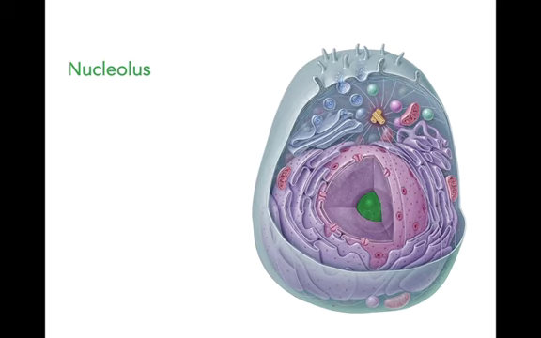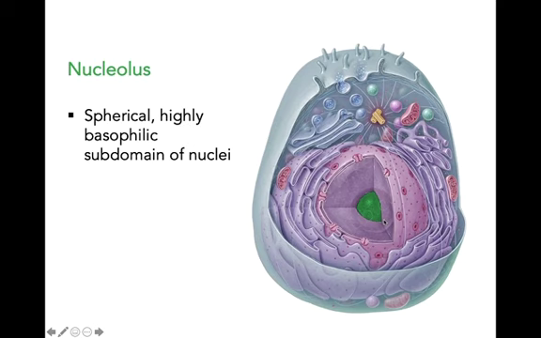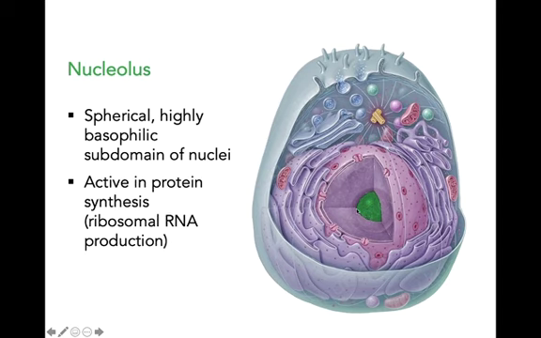Okay, now we're done with nucleus. We go now to the nucleolus. The nucleolus here is the green structure here. Okay, so these are spherical and highly basophilic. Again, basophilic siya kasi acidic, no? RNA will attract the basic stain or hematoxylin. Kaya basophilic siya. And it is active in protein synthesis. Remember this one, ha? Ribosomal RNA production is a responsibility of your nucleolus.